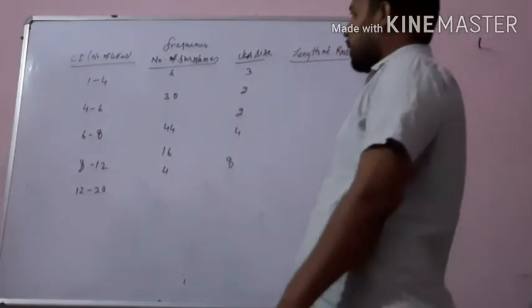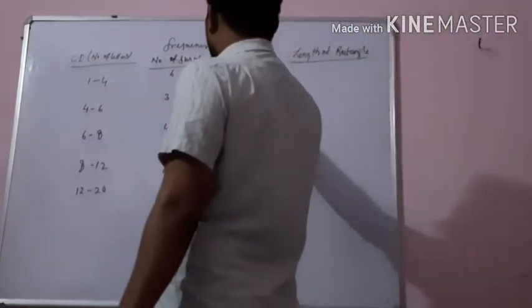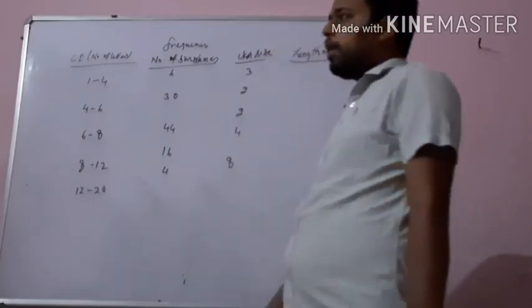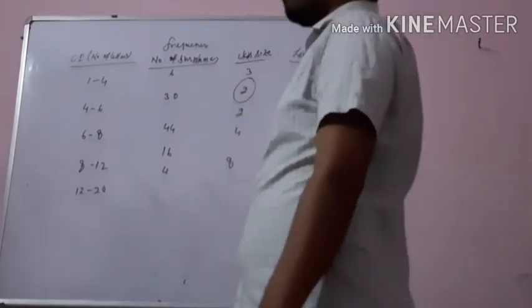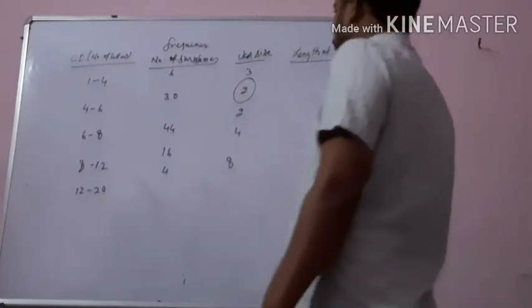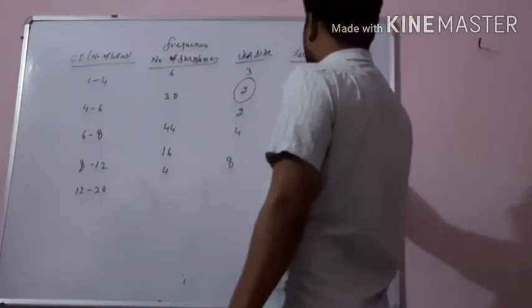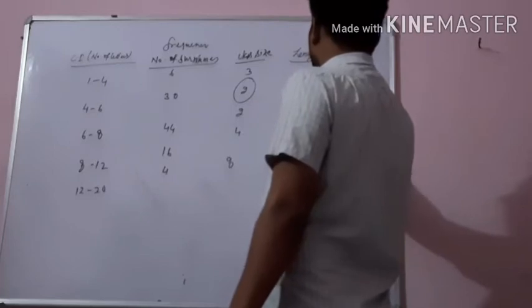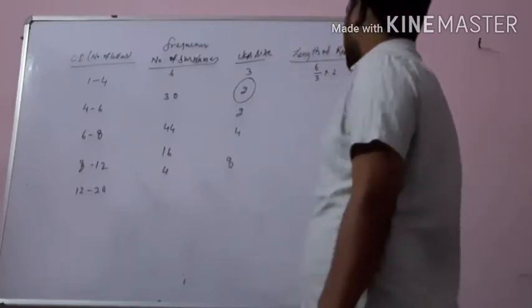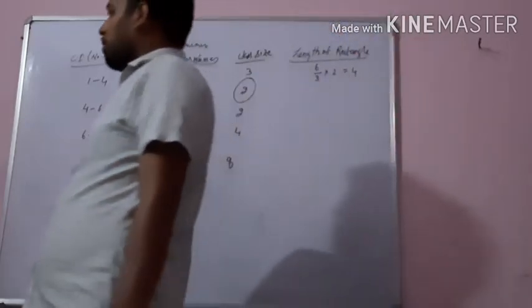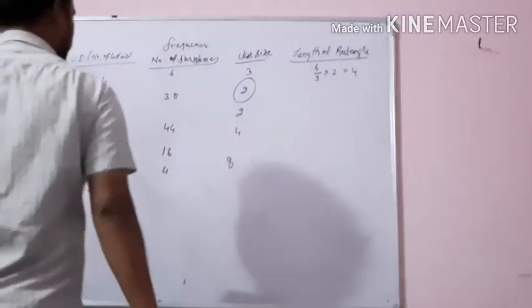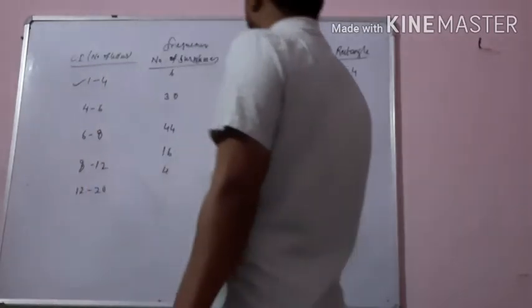How do we find the length of rectangle? Frequency upon width multiplied by the minimum class width. What is the minimum class width? The minimum class width of this given data is 2. So 6 upon 3 multiplied by 2. 6 upon 3 is 2, multiplied by 2 gives 4. So the length of rectangle for the first class interval is 4.